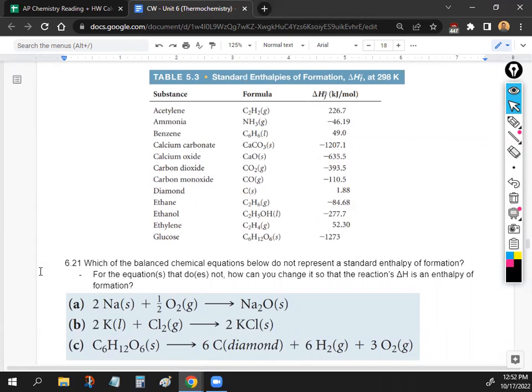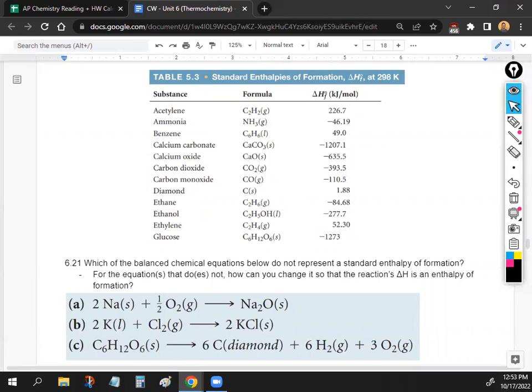Okay, for 6.21, basically you're trying to answer, hey, which one of these, if any, does not represent a standard enthalpy of formation? We have 3 chemical equations underneath, A, B, and C. I want you to analyze each one and figure out, does this reaction represent a standard enthalpy of formation? And if it does not, how can you change it to make it into one? This part up here might be helpful.